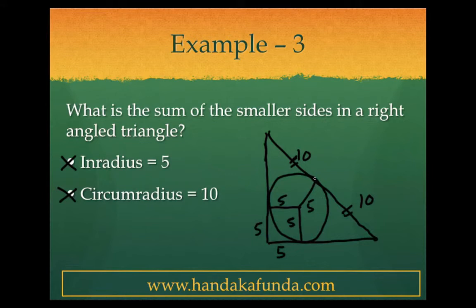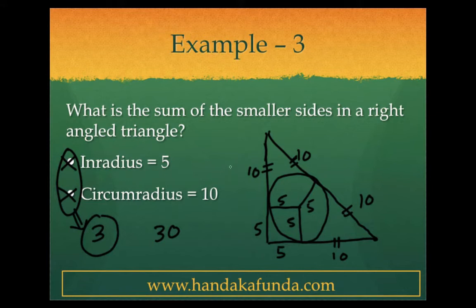From this particular point, you are drawing two tangents to the circle. External tangents are equal in length. So this is 10 and this is 10. Now can you tell me what is the sum of these smaller sides? It is 15 plus 15, 30. So you have found out the answer by combining both these statements. So what would you mark? You would mark 3 as the answer in this particular case.